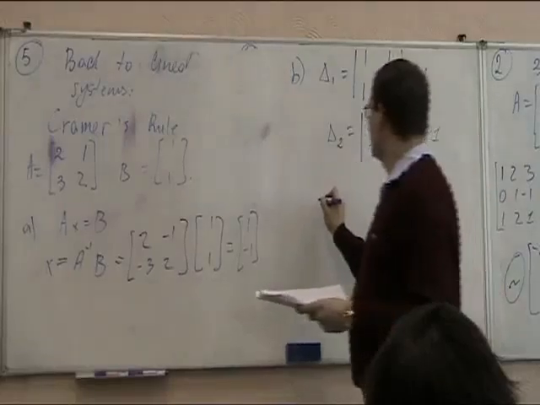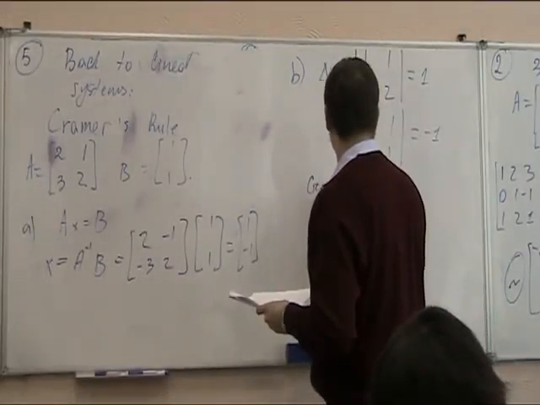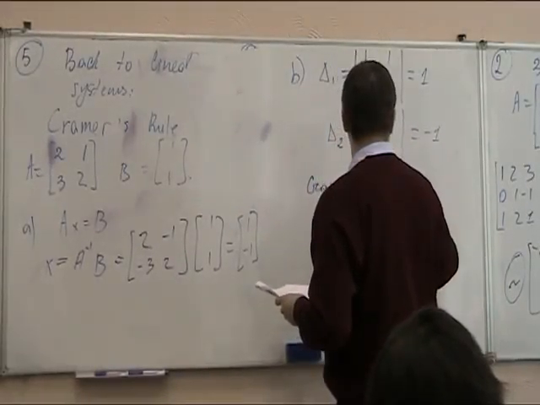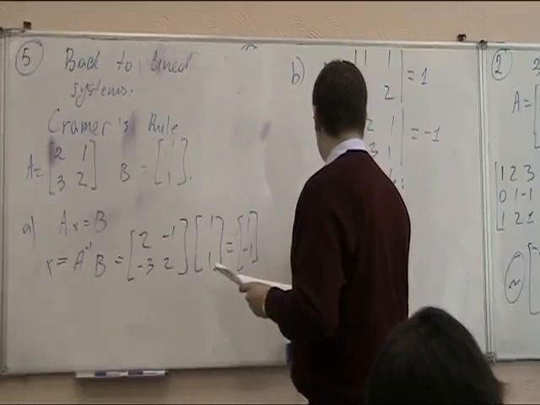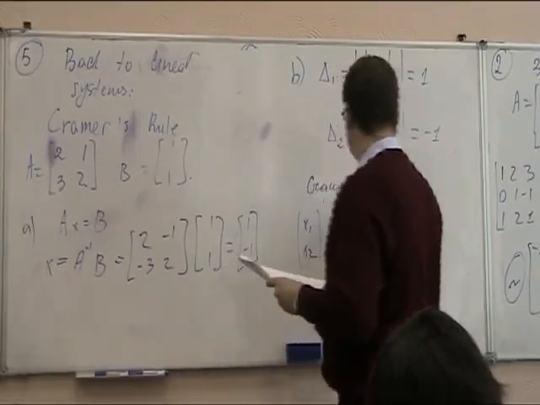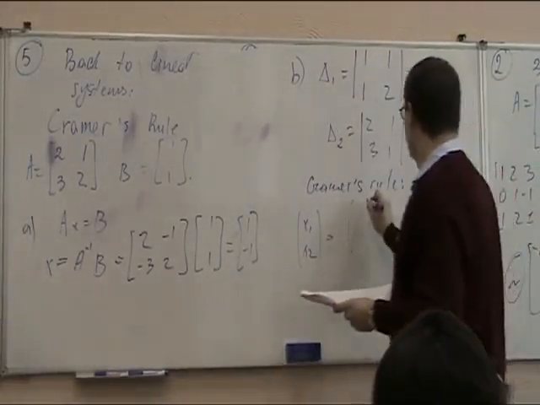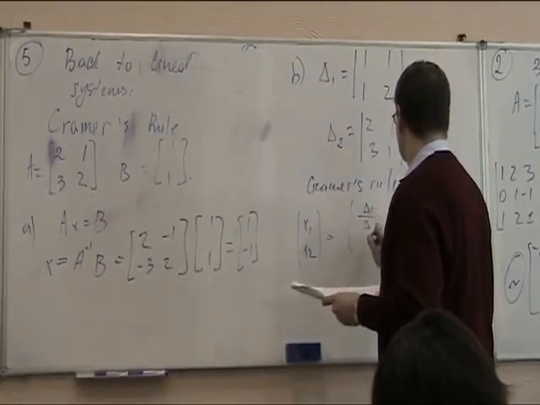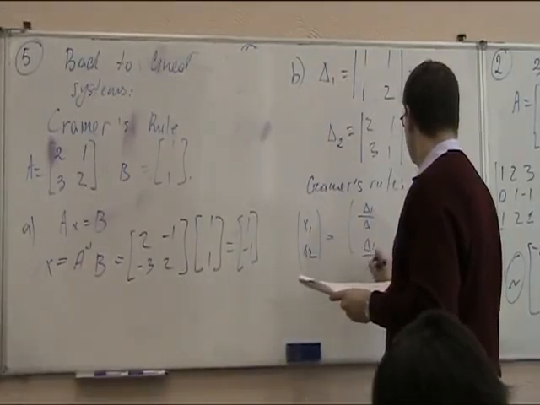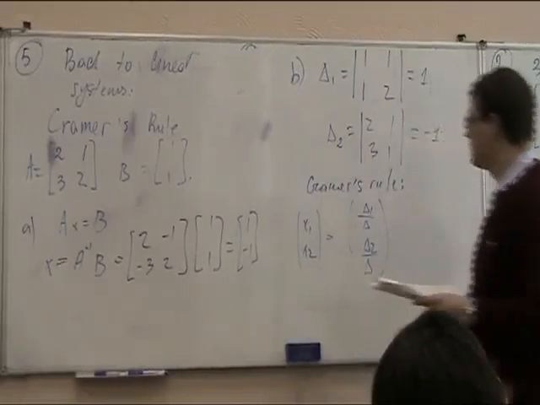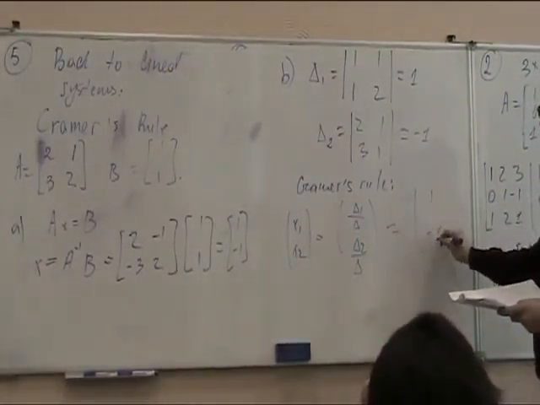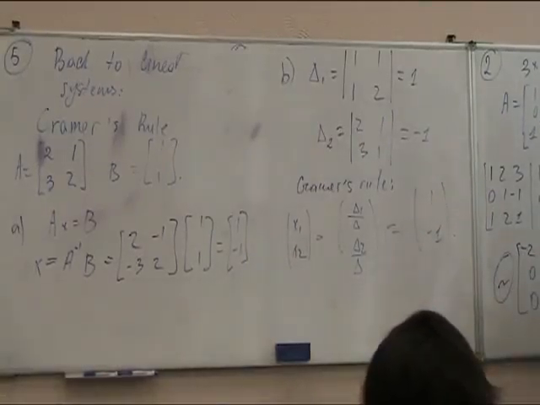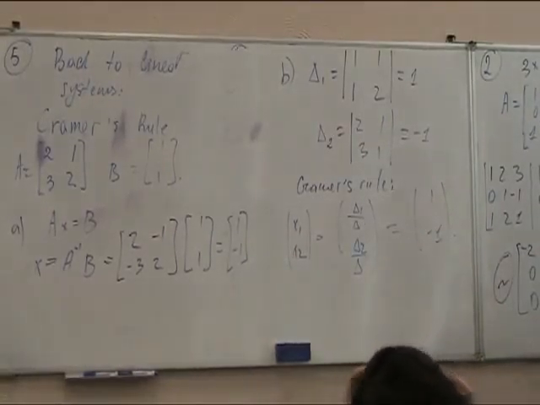And Cramer's rule is x1, x2 equals determinant 1 over the determinant of the first matrix, determinant 2 over the determinant of the matrix. So again, we come to the same 1 and minus 1. Which method to use is up to you.